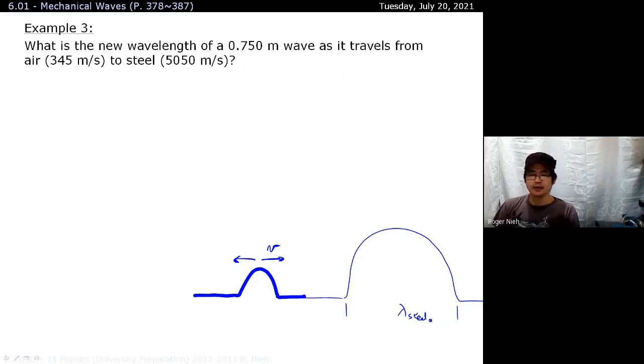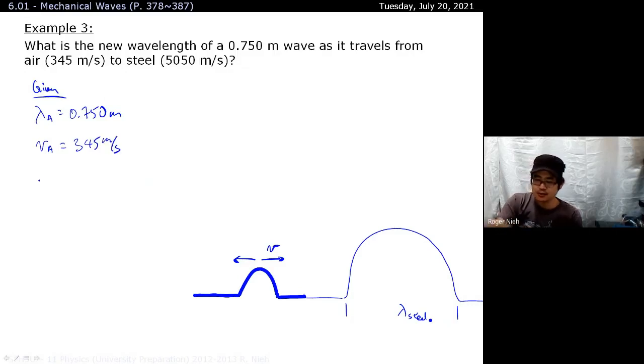Okay, so how would we calculate this out? As I mentioned, the frequency will remain the same. So the frequency does not change when you go from one medium to the next. I'll start off with our givens, and then we'll work from there. So what are our givens? We know that the wavelength in air is equal to 0.750 meters. The speed of sound through air is roughly 345 meters per second.